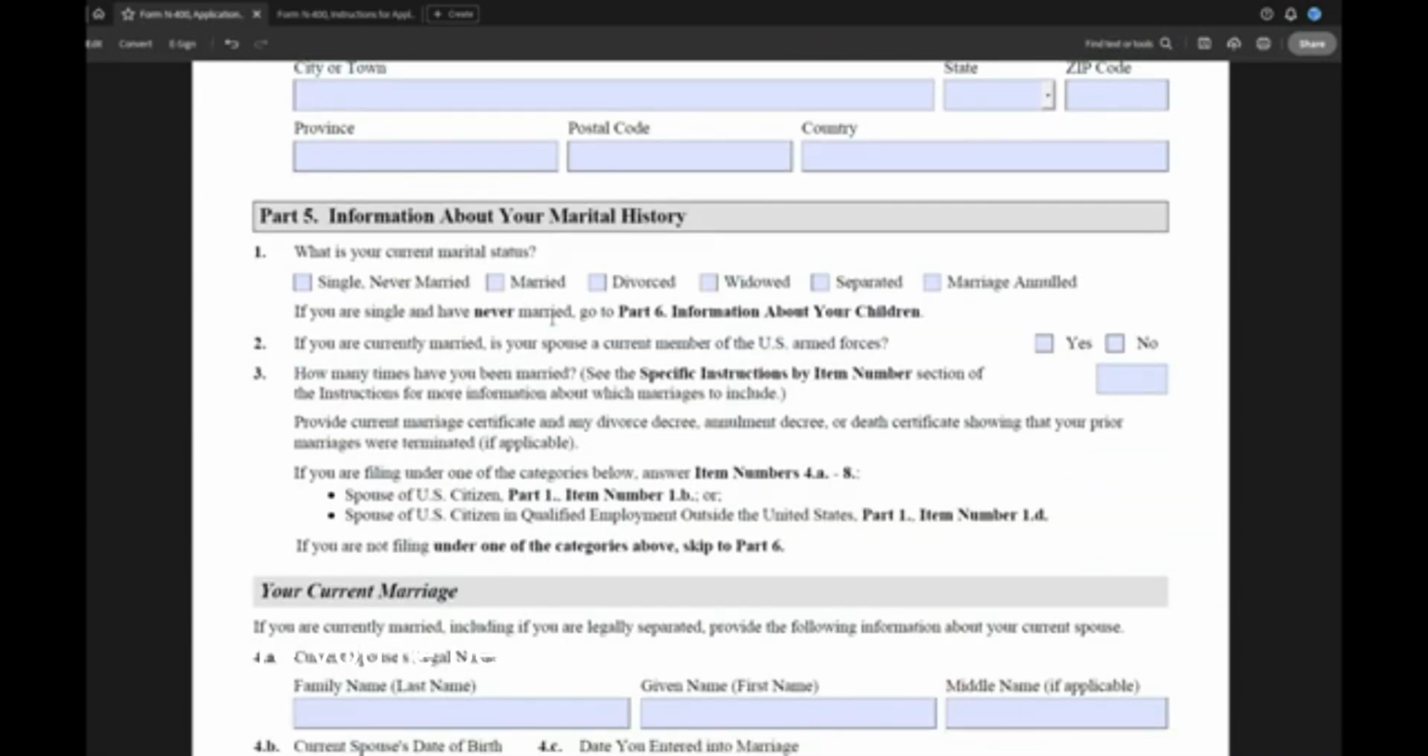Here you're being asked about your marital history. Everyone, regardless what citizenship you're applying for, 3-year rule, 5-year rule, or military service, whatever it may be, you must still answer questions 1, 2, and 3. Jane is married, then answer question 2 if your spouse is a member of U.S. Armed Forces, and question 3, how many times you have been married, the number of marriages including the current marriage.